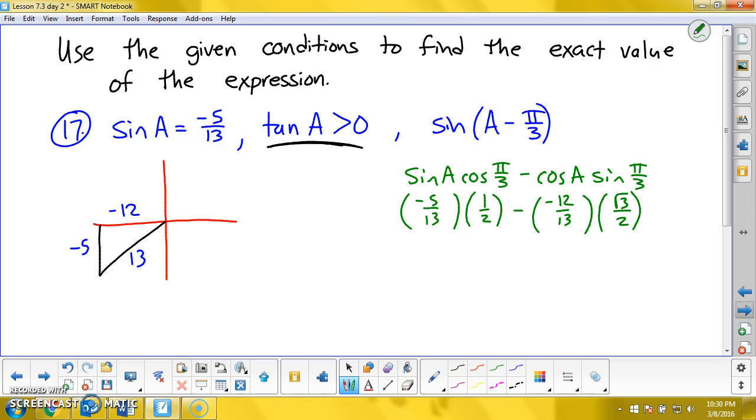This answer will now simplify into negative 5 over 26 plus, because we got a double negative, 12 square root of 3 over 26. So my final answer, I could leave it like this, or I could put those together and write my answer as this.